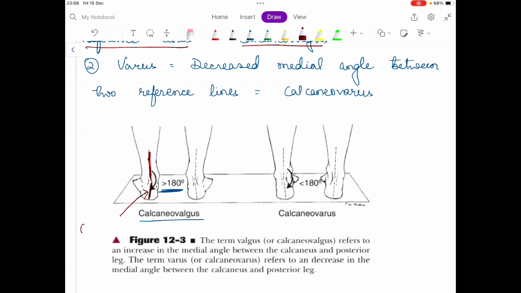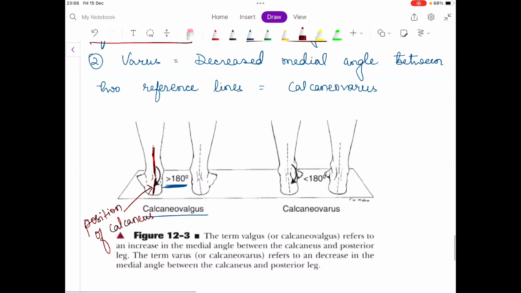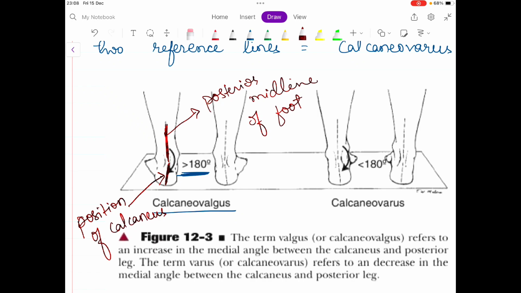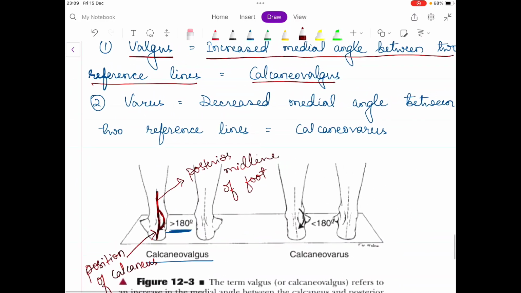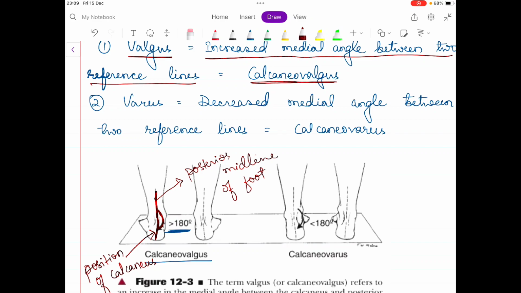I'll label the diagram here. This one is the position of the calcaneus bone. Okay, calcaneus bone. Okay, and this one here is the posterior midline of the foot. Okay, so as you can see here, the angle between them is more than 180 degrees. They are not totally 180 degrees to each other. The angle is more than 180 degrees. So when this angle increases, that will be termed as calcaneovalgus.